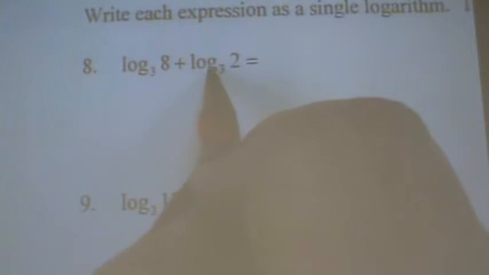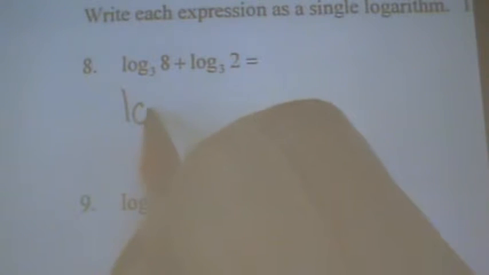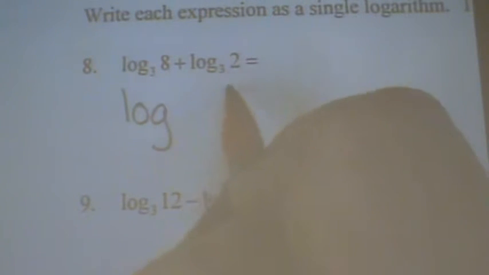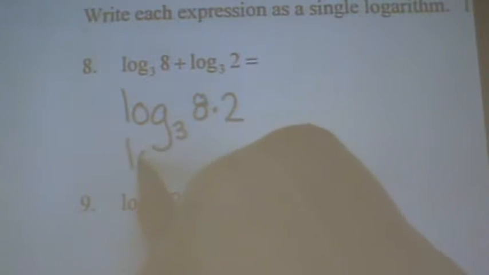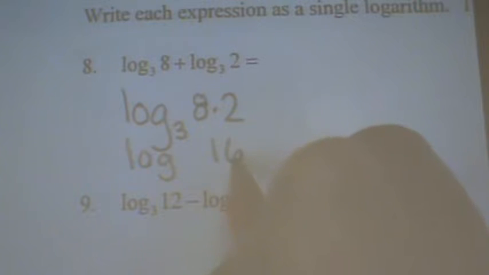It's a plus sign. In both of these, you want to make sure that the bases are the same. You cannot combine them unless the bases are the same. If one was a 3 and one was a 2, you can't do this. So it's a plus sign, so what do you do with 8 and 2? You add them? Multiply it? You multiply them. 8 times 2, and it's base 3. So the answer is log of 16 base 3.